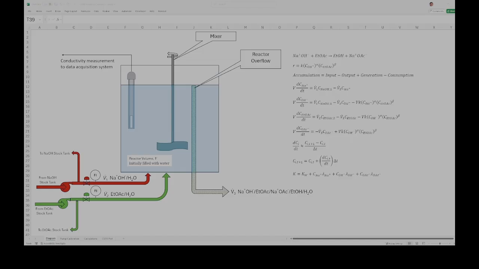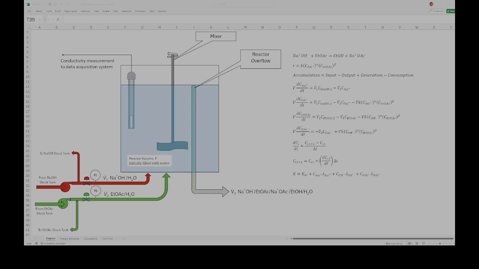two reactants. We have a sodium hydroxide stock tank, and its pump will deliver that flow into the reactor. And we also have a stock tank of ethyl acetate, and its pump will deliver it to the reactor. The flow rates are controlled by a control valve situated on individual rotometers. And the purpose of these rotometers is to read the flow rate of the reactant into the vessel.